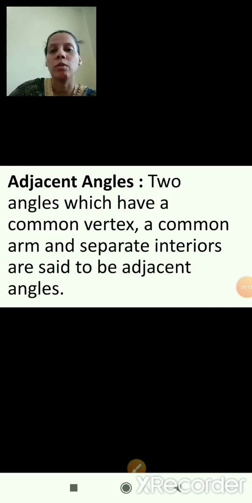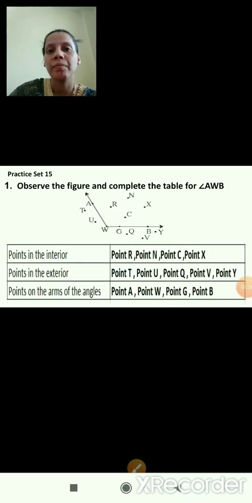Okay, so we have seen the definition of adjacent angles, and we have seen interior points and exterior points. Now today we'll start with the exercise, practice set 15. Question number 1: observe the figure and complete the table for angle AWB. There is one angle, angle AWB. In the table, you have to write down points in the interior, points in the exterior and points on the arms of the angle. First we'll write down points in the interior.